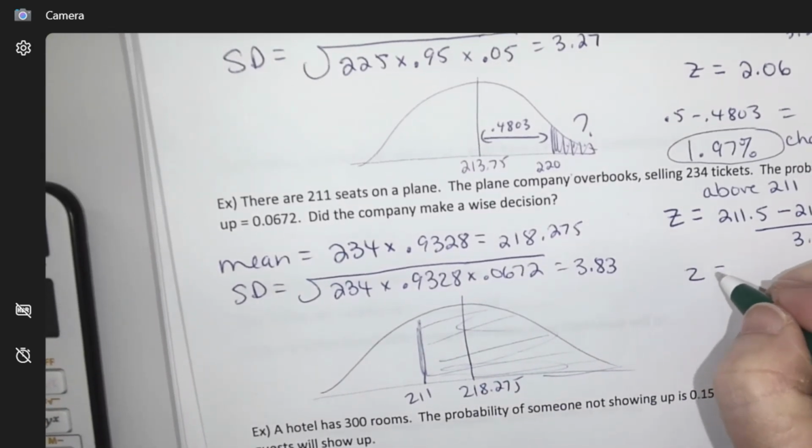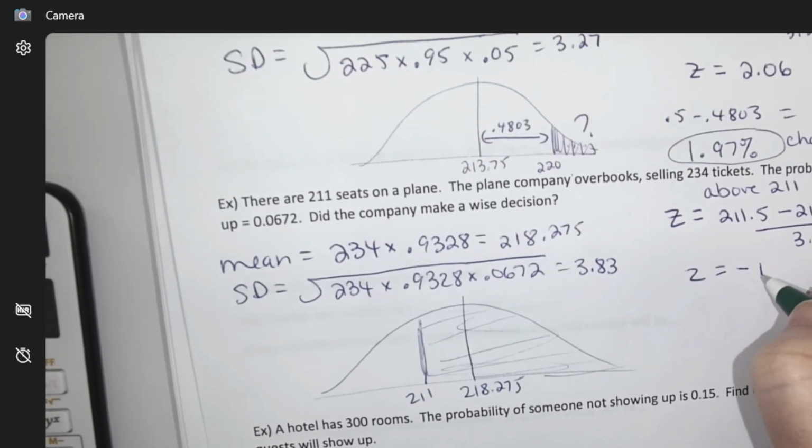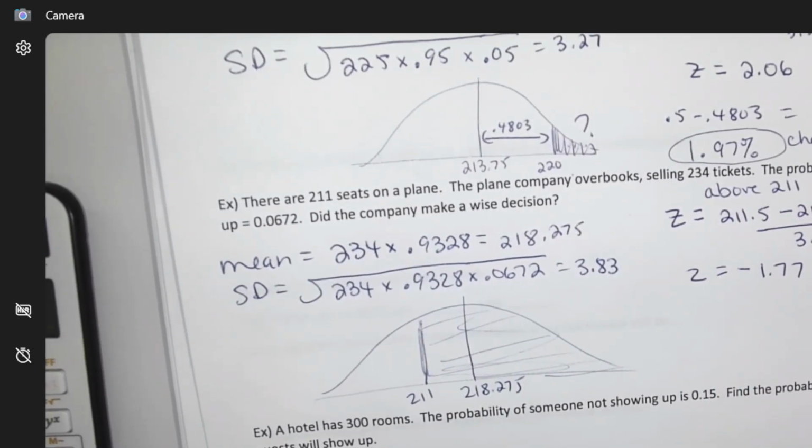Okay, so what did you get there? Negative 1.77? Maybe I typed it wrong. Negative 1.76. Oh, I typed it wrong. That's what I got too. Okay, so I'm going to go with 1.77. Chart time. 0.4616 on the chart.